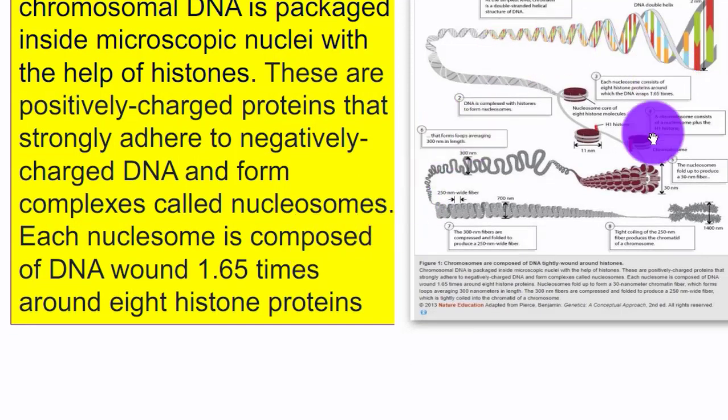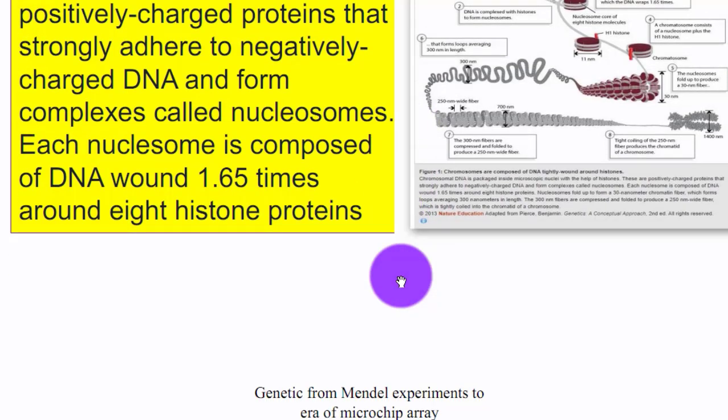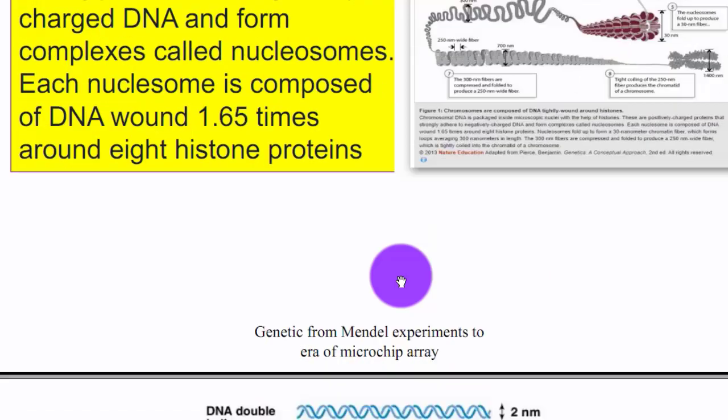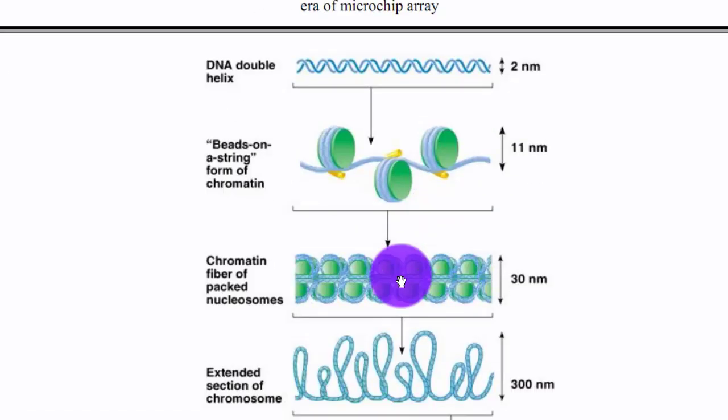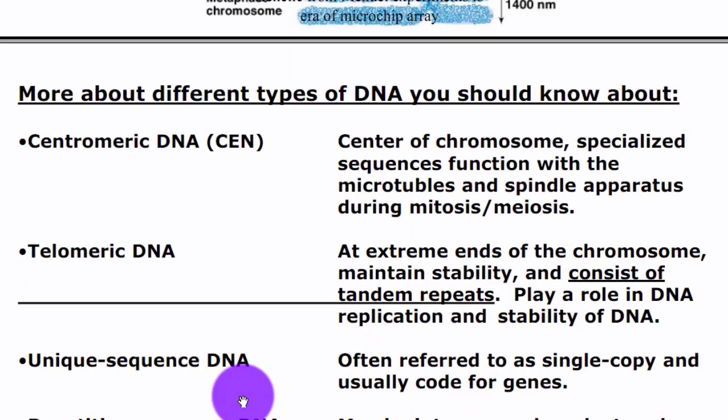This is the level called the nucleosome. Each nucleosome is composed of DNA wound around 1.65 times around each histone protein core. This is the DNA double helix level. Beads on a string. Form of chromatin: chromatin fiber of packed nucleosomes. Extended section of chromosome and condensed section of chromosome.